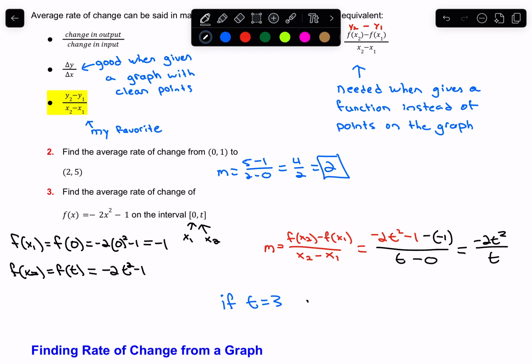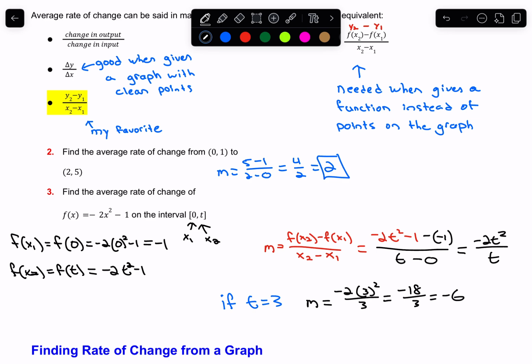Then m is going to be equal to negative 2t squared over t, which becomes negative 2 times 3 squared over 3. Okay, now we do know how to simplify 3 squared on top, 3 on bottom. One of those cancels, but for the sake of multiplying it out, up top 3 squared is 9 times negative 2 is negative 18, and on bottom 3, so it simplifies to be negative 6.